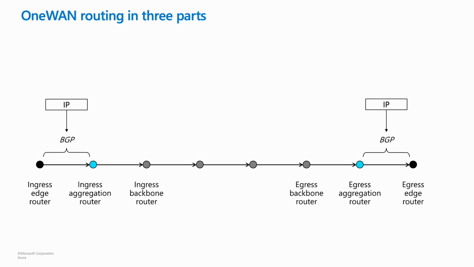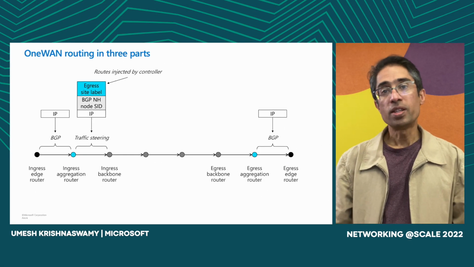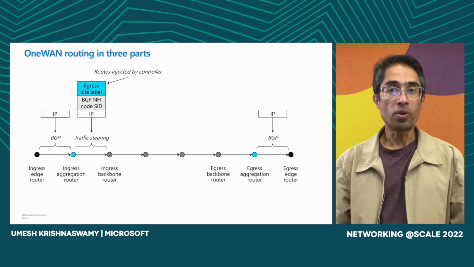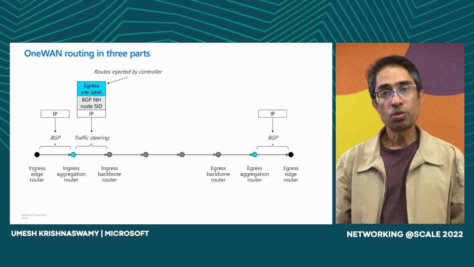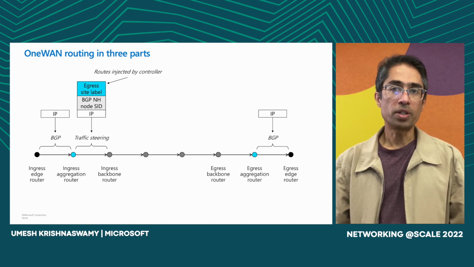Aggregation routers are shown in blue, backbone routers in gray, and edge routers in black. Edge and aggregation routers exchange routes using BGP. We assign a site label for every site. The controller injects routes into the source aggregation router to prepend the site label to the packet. This way, the next router, which is the backbone router, can determine the path through the network purely using the site label. This is called traffic steering.